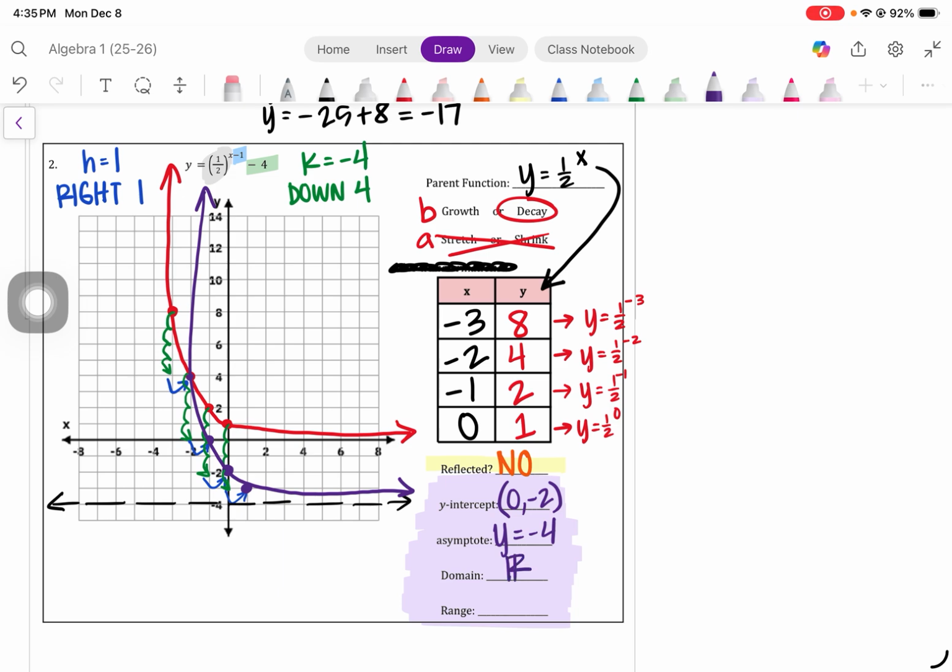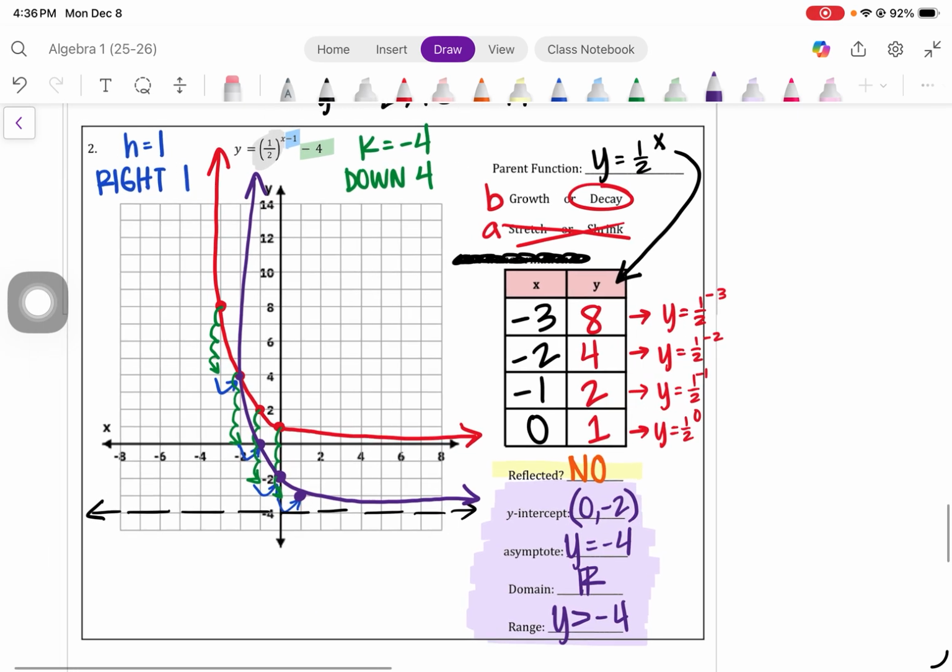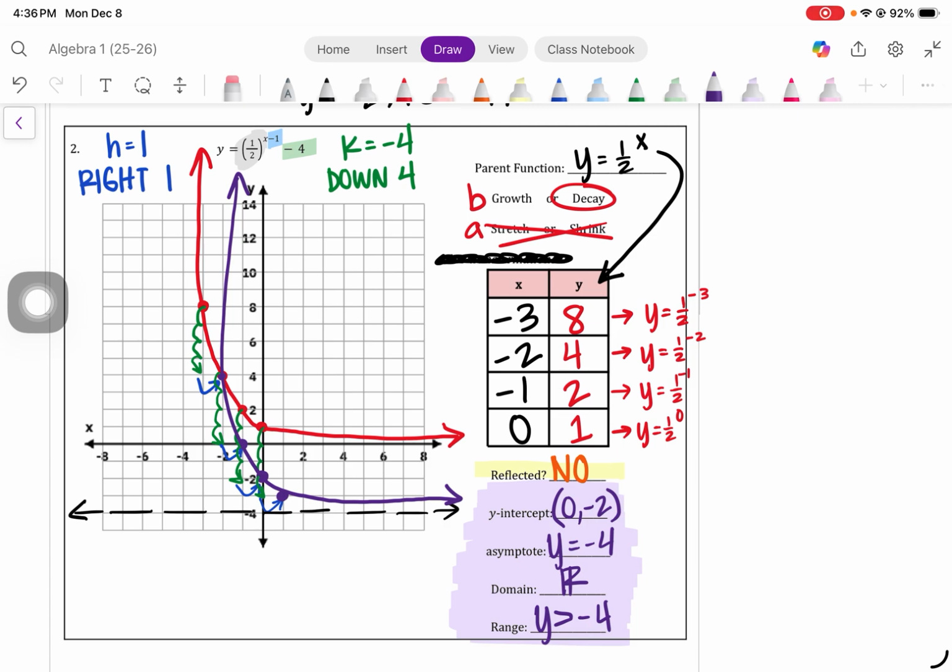Domain is always all real numbers, and then the range, because we did not have to reflect, it's still greater than, and we don't go past that asymptote, which is at -4. Okay? So you now know how to graph your parent functions, you know how to reflect, and you know how to shift. Have the best day.